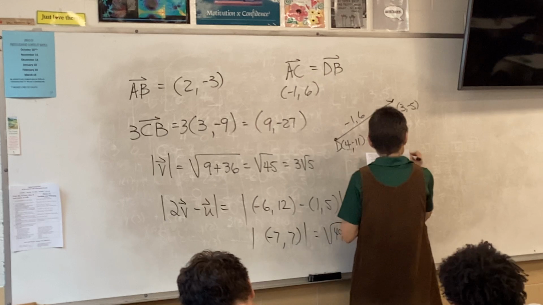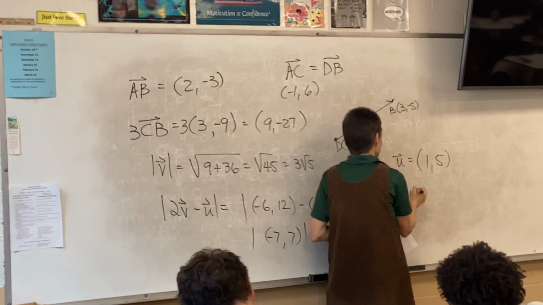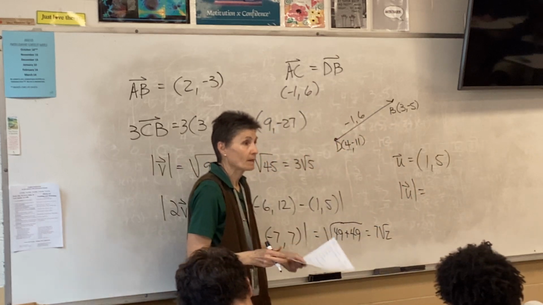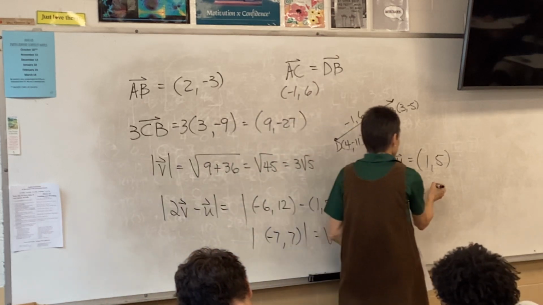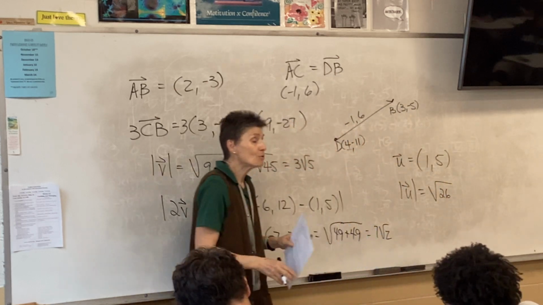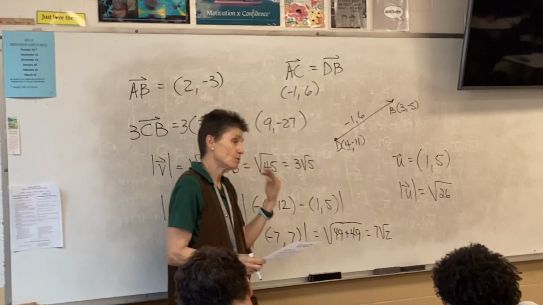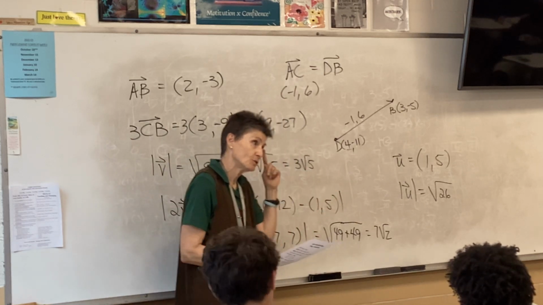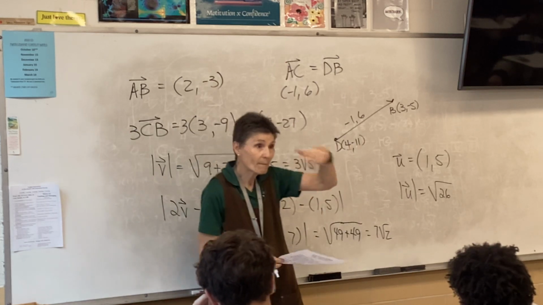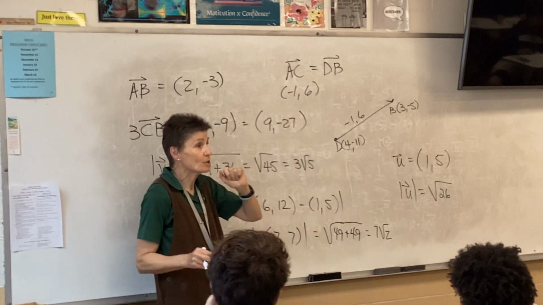Vector U has coordinates of 1, 5. What is the magnitude of vector U? How long is vector U? Square root of 26. 1 plus 25, so the square root of 26. U then is not a unit vector, because to be a unit vector, it means your magnitude is 1, and this is root 26. So who remembers from the video, how do we turn any vector into a unit vector?